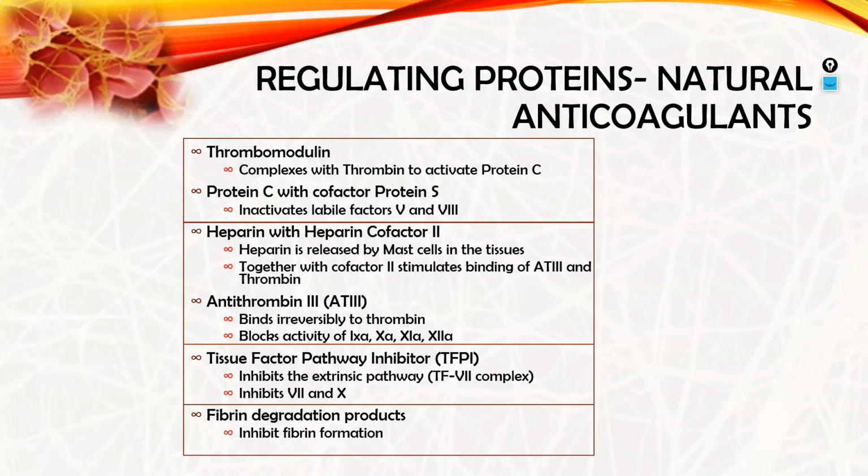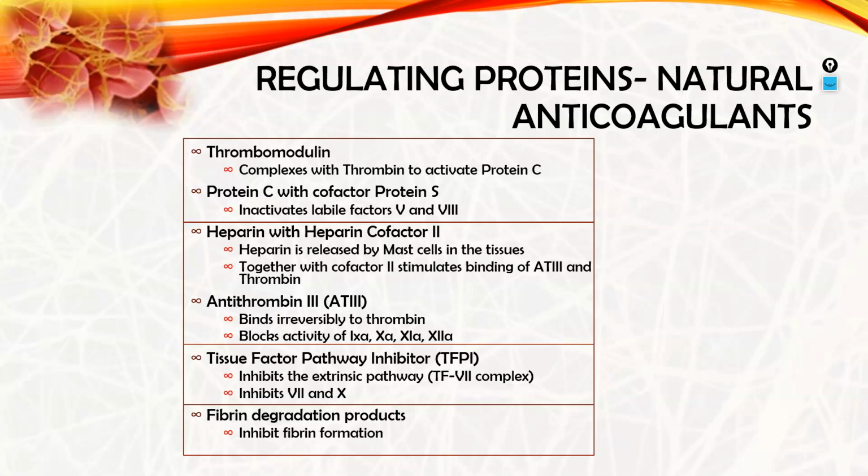The second group of proteins are heparin, along with its cofactor, heparin cofactor 2, and antithrombin 3. So heparin is a natural chemical which is released by mast cells in the tissues, and we'll get into hematology next semester and talk about basophils in the bloodstream, which become mast cells when they move into the tissues. These mast cells release the heparin at the site of damage, and then together with their cofactor, they stimulate the binding of AT3 with thrombin.